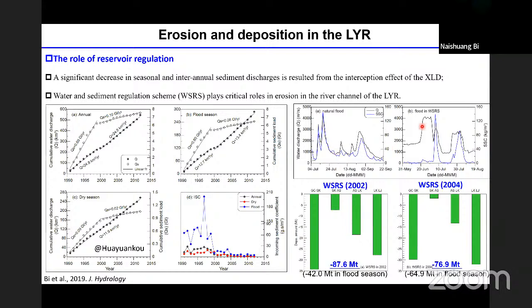However, after the water sediment regulation scheme, artificial flood peaks were created here, and they last around 2 weeks. But the suspended sediment concentration is very low, significantly lower than the sediment carrying capacity during the flood peaks. This is why there is significant erosion in flood season after the construction of the Xiaolangdi.